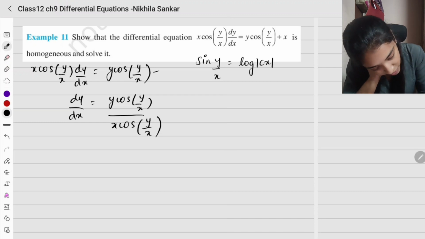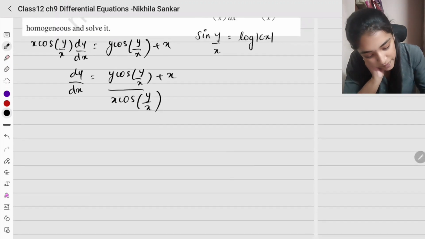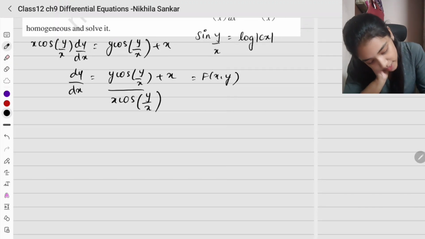Sorry, there is a plus x here. Plus x. Otherwise the cos and cos would cancel. So when writing the question, we should look and write correctly. Okay? So this is going to be my f of x, y.